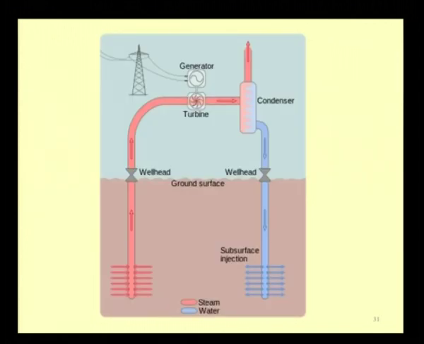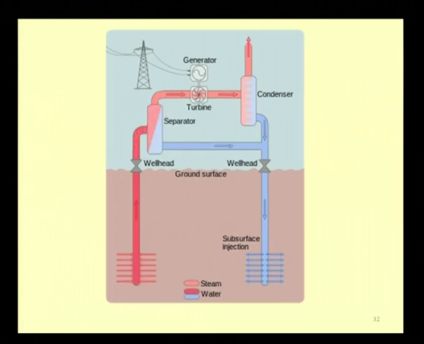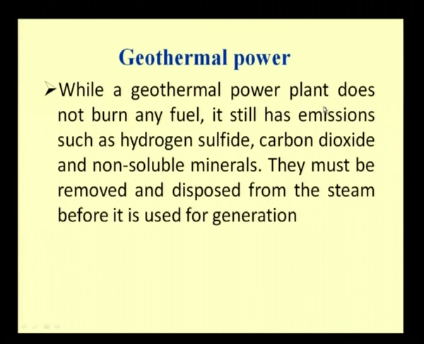And so, the diagrams are explained. It is the hot one and it is the cold one. Although a geothermal power plant does not burn any fuel, it still has emissions such as hydrogen sulfide, carbon dioxide and non-soluble minerals. They must be removed and disposed of from the steam before it is used for generation. So, it is one disadvantage of using geothermal power.